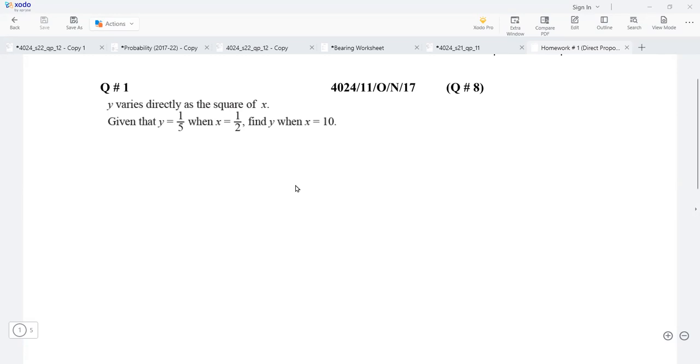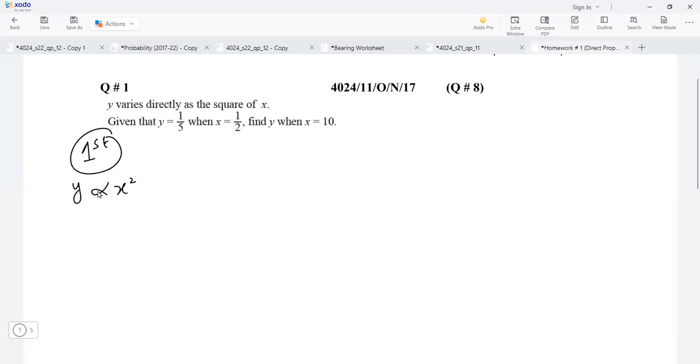I'm going to solve this type of question through two methods. If you feel any one of them is easier than the other, then you can go for that. For the first method, we have to write down y first, and then there is a proportionality sign, and then the square of x, meaning x squared. We can write x raised to the power of 2.